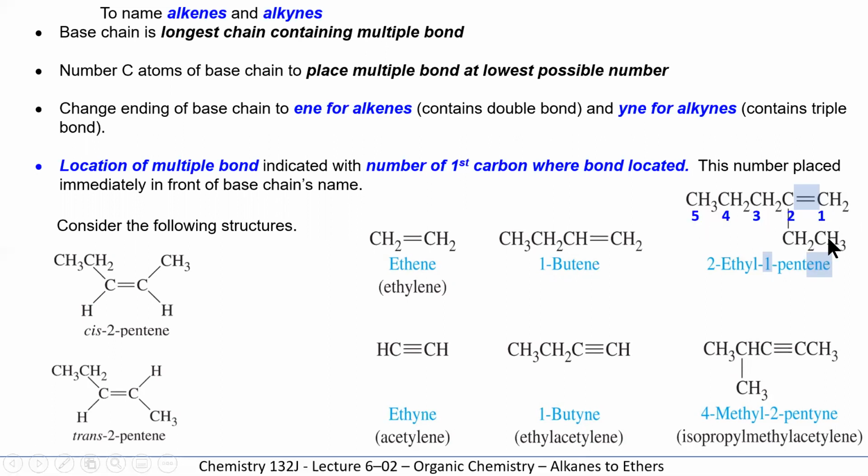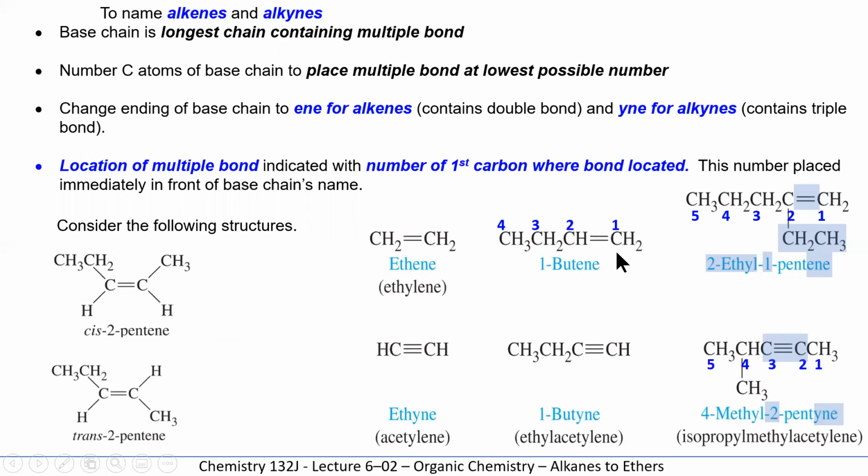And on the second carbon, there is a 2-carbon side chain. That's where the 2-ethyl comes from. And the double bond is between the first and the second carbon, which is why we call it a 1-pentene. The one below it, again, we locate the longest chain that has the triple bond in it, and we name it pentyne. The triple bond is between the second and third carbon, so it's a 2-pentyne. There is a 1-carbon branch off the 4th carbon, which is where you get the 4-methyl.